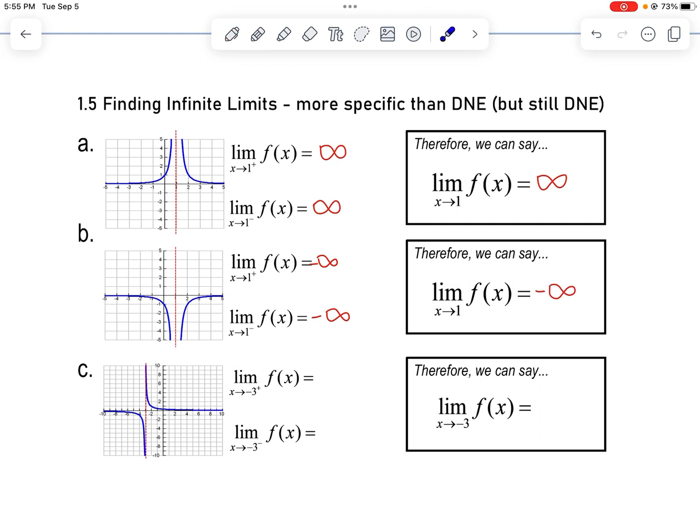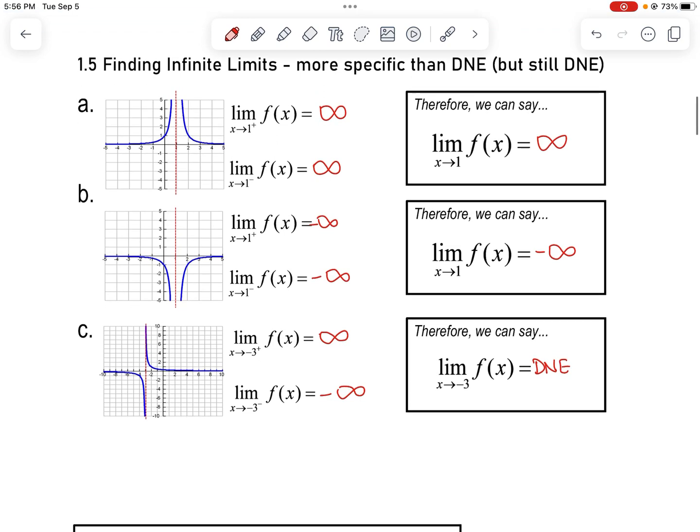Now, if we look at part C, the limit as x approaches negative 3 from the right is going up to positive infinity. But the left side is going down to negative infinity. And so we can say that the limit as x approaches negative 3 from the right is infinity. From the left is negative infinity. Therefore, the limit as x approaches negative 3 does not exist.